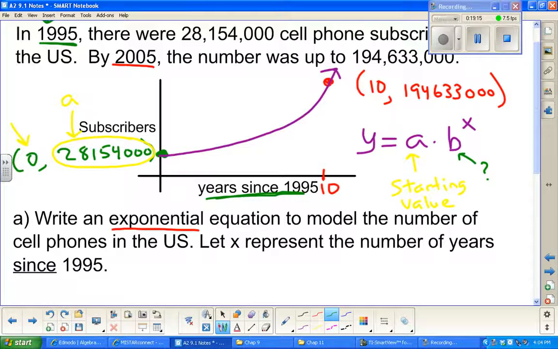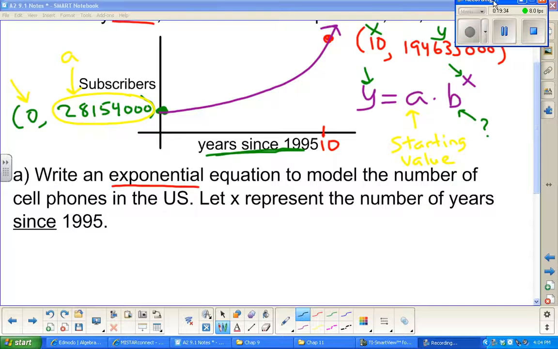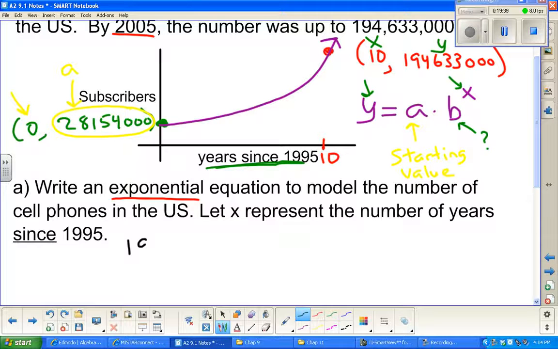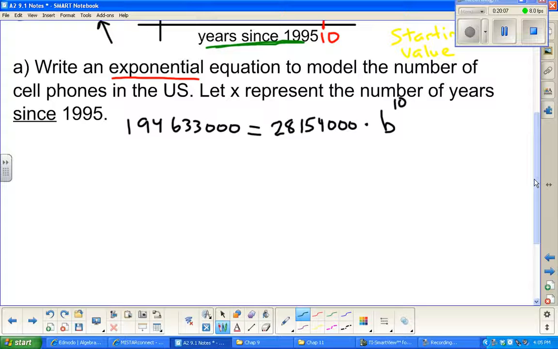We want to know. So luckily, when they give you another point, they're giving you an x and a y to plug into the equation. That's like some later point. So we're going to plug everything in and see if we can solve this for b. Our equation: the y value was 194,633,000. So y equals a, the initial amount of cell phones when we started, 2,154,000, times some b, which we don't know. That's the variable here, and then the x value is 10 from the point they gave us. So we need to solve this equation for b.